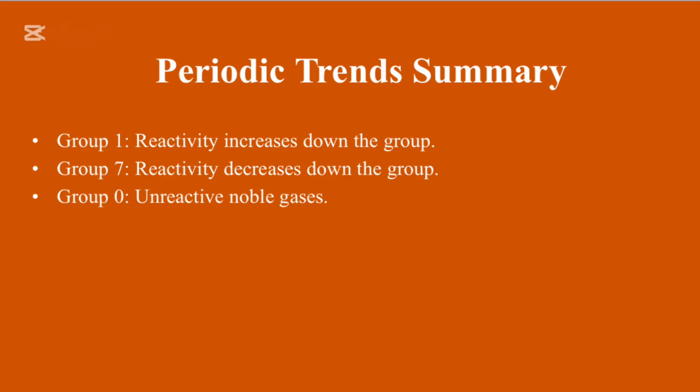Now let's talk about periodic trends and summary. Group 1 elements, reactivity increases down the group. In group 7 elements, reactivity decreases down the group. In group 0, they are unreactive and they are noble gases, meaning they are also referred to as inert gases, not being active. I will talk about that.